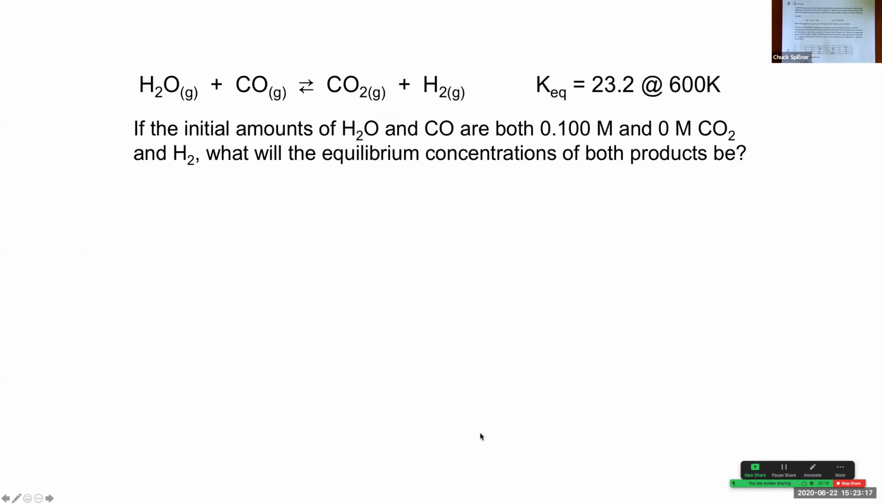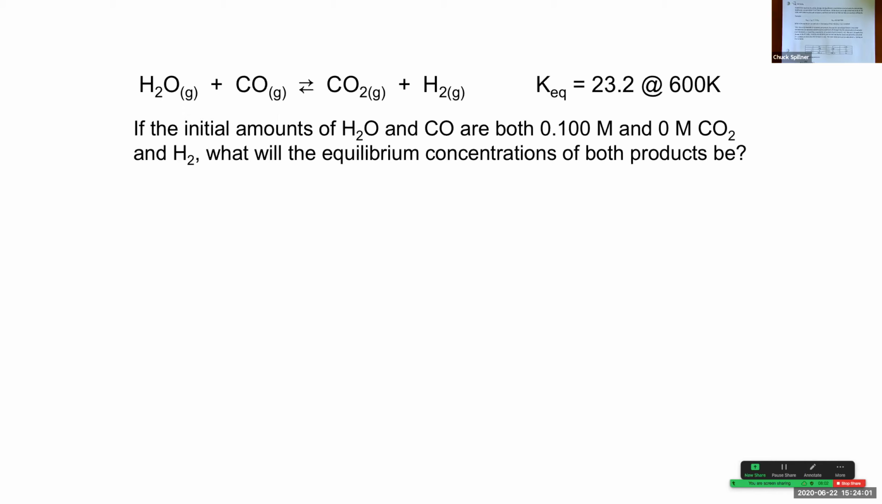So here's another reaction. We're going to use an ICE table to solve this one. We have H2O plus CO in equilibrium with CO2 plus H2. The equilibrium constant is 23.2. One thing to notice is that it's greater than 1. We talked about that before. So this equilibrium will favor the product side. There'll be more products than reactants. It says if the initial amounts of H2O and CO, those are the reactants, are both 0.1 molar and 0 molar CO2 and H2.